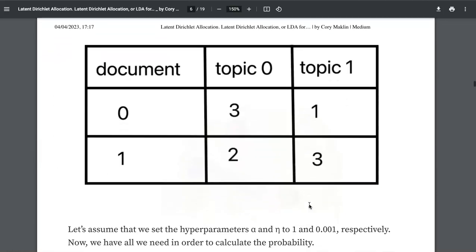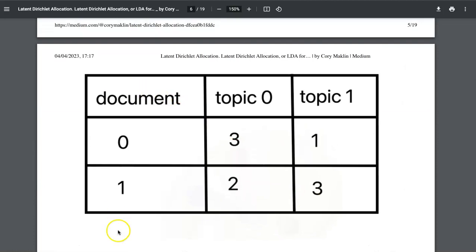So how do you make that? As the name suggests, it's a document topic matrix. There are 2 documents and 2 topics, so this is a 2 cross 2 matrix. What does an individual cell represent? Each cell represents, in document 0, how many words are from topic 0 and how many words are from topic 1. This is what the matrix represents.